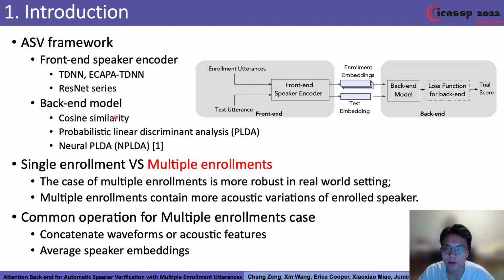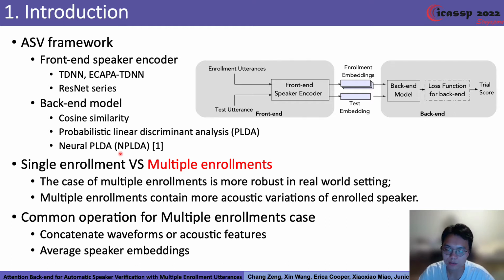As for the backend model, cosine similarity is the simplest one, which is utilized to measure the similarity between enrollment and testing utterances. The other is probabilistic linear discriminant analysis, which can alleviate the channel mismatch problem. Inspired by PLDA model, neural PLDA model was proposed to use a neural network to simulate the behavior of a PLDA. Previous study almost focused on single enrollment case.